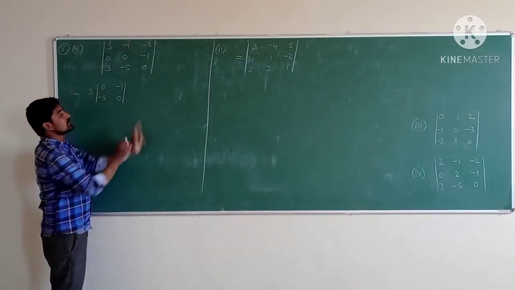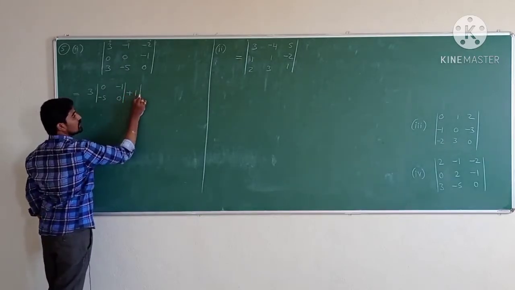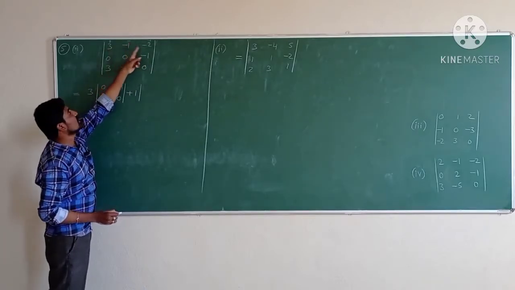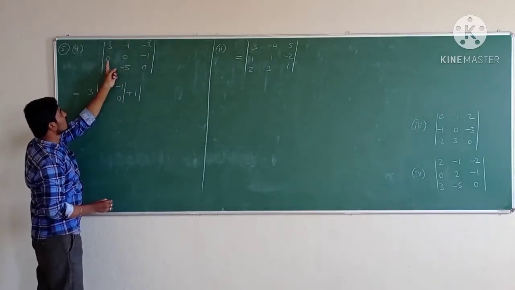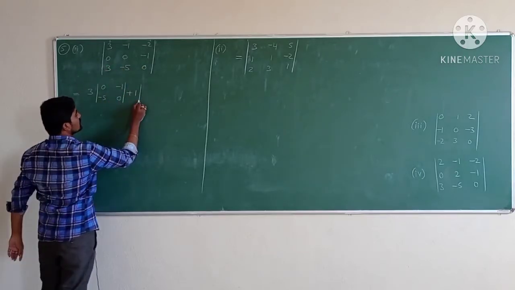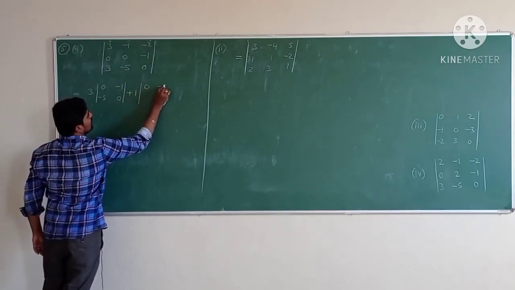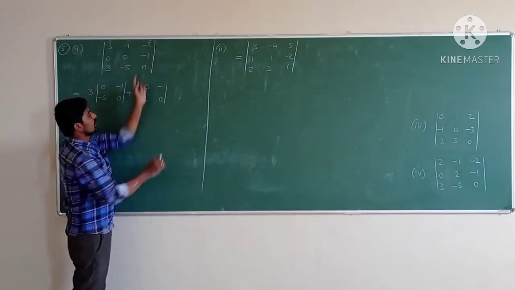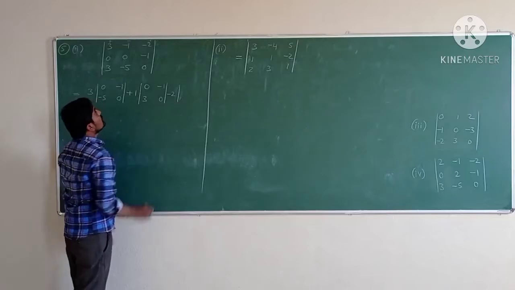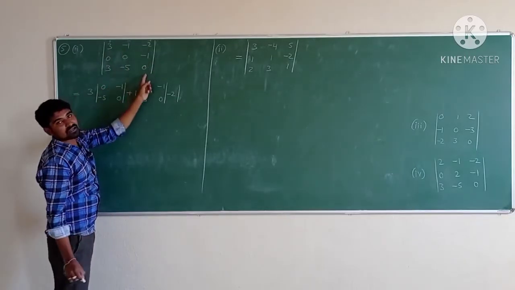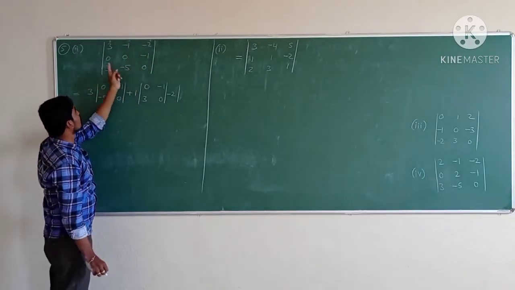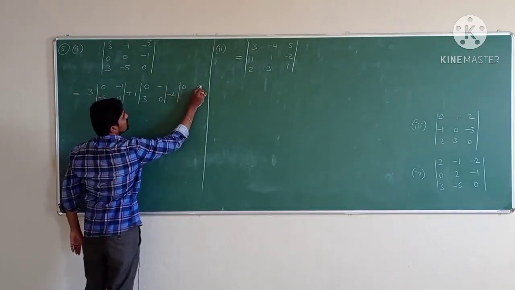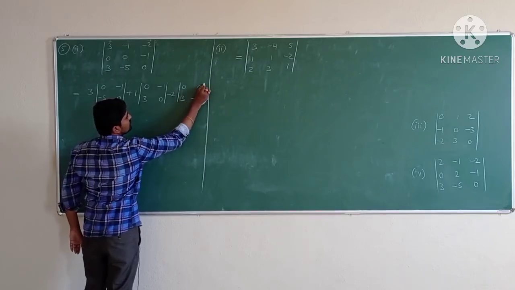Minus into minus, plus 1 into, this minus is present in first row, second column. After deleting this first row, second column, the remaining elements are 0, minus 1, 3, 0. Plus into minus, minus 2. So minus 2 is present in first row, third column. After deleting this first row, third column, the remaining elements are 0, 0, 3, minus 5.